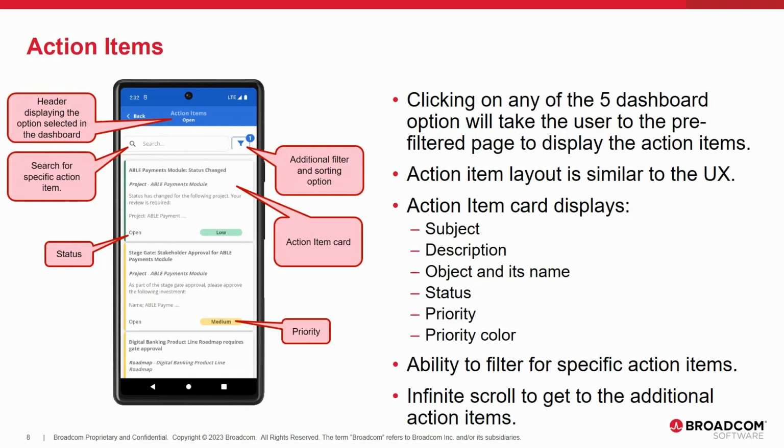The user will also have the option to filter using the additional filter and sorting option. The card specifically will display the subject, description, object and its name, status, priority, as well as the priority color. The page will support infinite scroll, which means if the user has multiple cards, they can keep scrolling down and additional action item cards will be displayed accordingly.